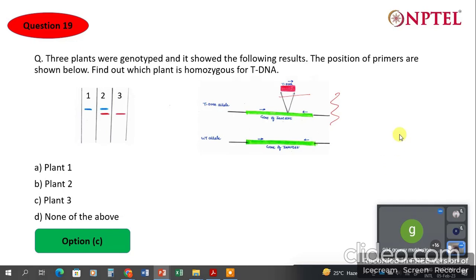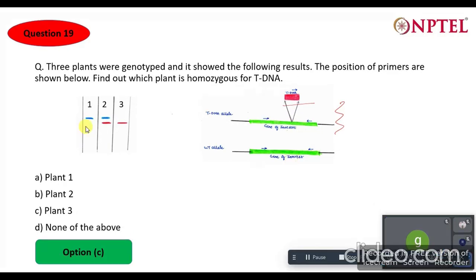Okay. Sir, but in the first one, in the tDNA allele, the tDNA is inserted, but not in the wild type. So that can also be the homozygous condition for the tDNA. Sorry, can you just repeat? Sir, I am saying that for the tDNA allele, the tDNA is inserted there, but for the... Right, and the third plant is homozygous for the tDNA, not the wild type allele. Yes, sir, I got it.